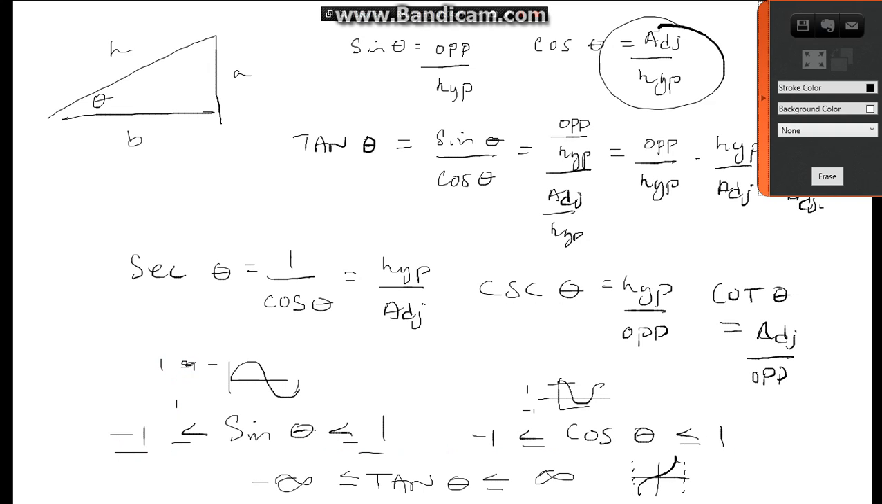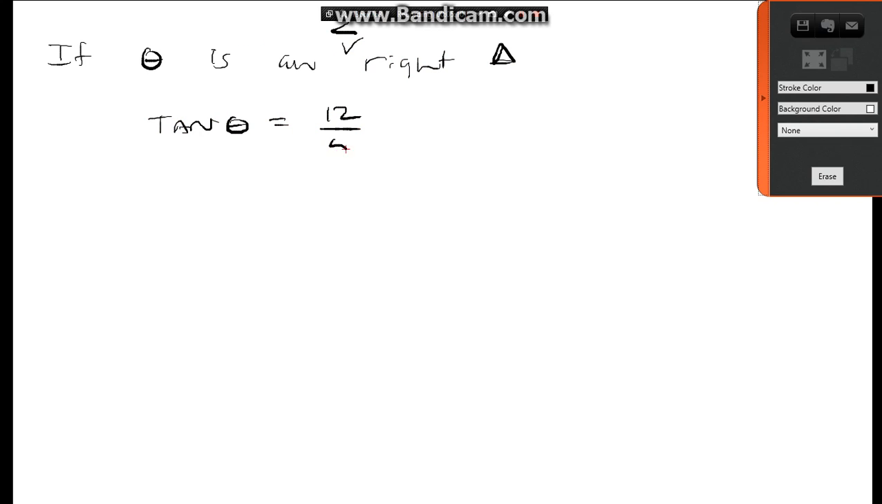All right. Now that we got this out the way, let's take a quick look at an example. And this is where we ended class today. If theta is an angle in a right triangle, and we know that the tangent of theta is 12 over 5, your job is to find all trig functions for theta. So sine of theta, cosine of theta.